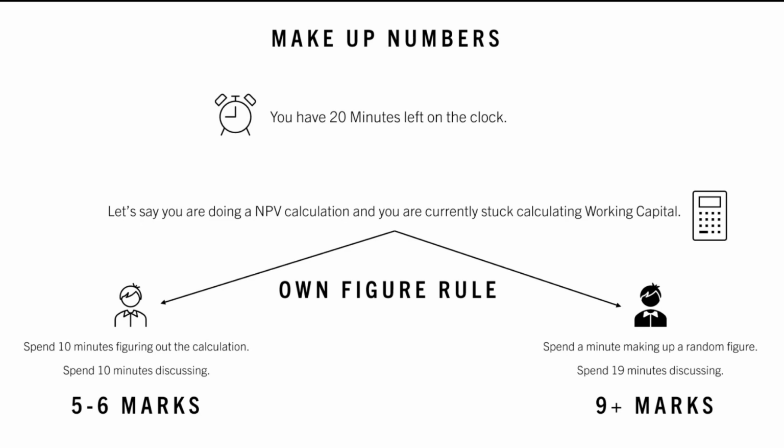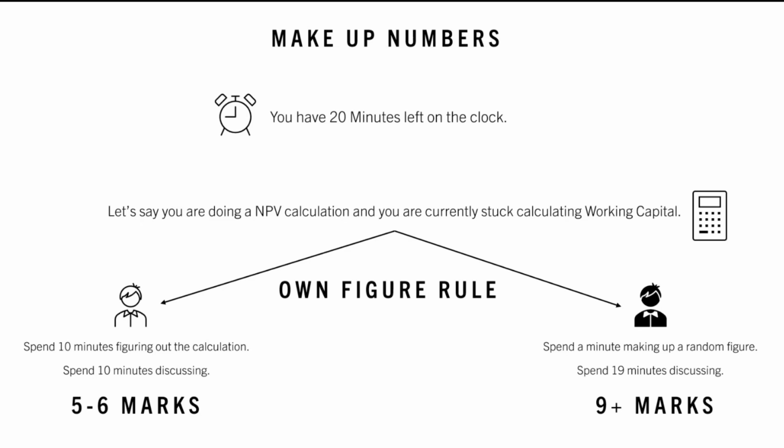What if person A just said, all right, I can't figure out working capital at the moment, right? It's not a substantial figure. I will just make up some random figure in my head, right? I'll just make up some random figure and I'll spend the rest 19 minutes discussing because my discussions are still left. I still need to make the report. That is much more important. And person A, if they were to take up this strategy, which is spend a minute making up some random figure and spending 19 minutes discussing, they would end up with more than 9 plus marks, right? Which is a much more efficient allocation of your time.